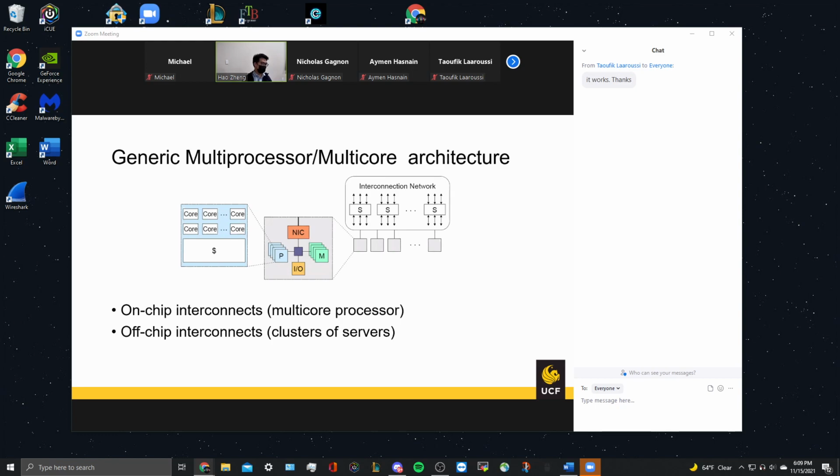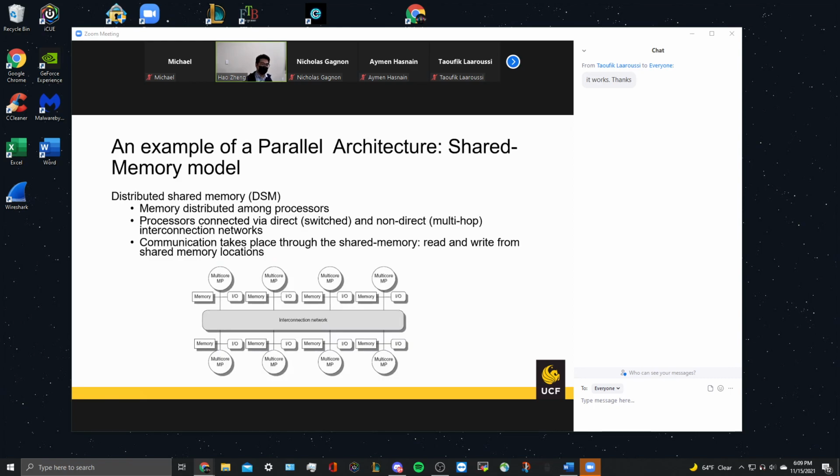But the thing is, we have a very limited number of wires, right? And how can we utilize this limited number of wires to connect these tens or hundreds of cores on a single chip? So in this course, we mainly focus on the on-chip interconnects rather than the off-chip interconnects. An example of a parallel computer architecture is the shared memory module.